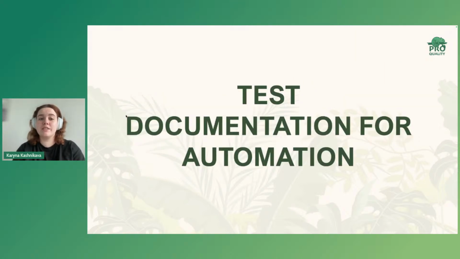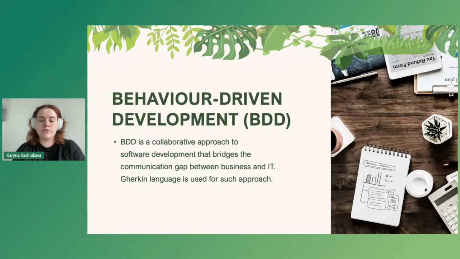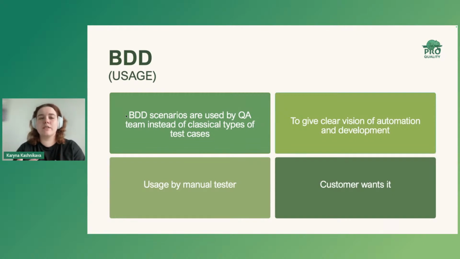The next topic is test documentation for automation. The first possible test documentation is test cases and use cases formulated using the BDD approach. So generally, what is BDD? BDD is behavior-driven development, a software development process that encourages collaboration among developers, quality assurance experts, and customer representatives in the project. The Gherkin language is used for such an approach. Let's discuss the usage of this approach, the cases where this approach is used.